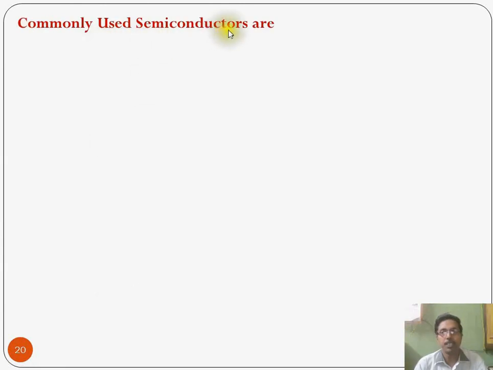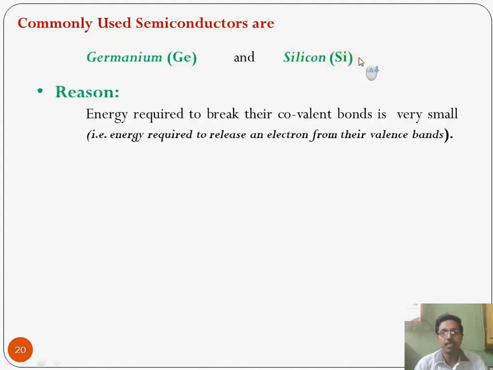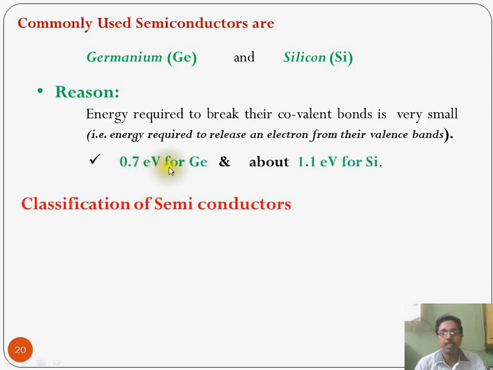Commonly used semiconductors are germanium and silicon. The reason is that the energy required to break the covalent bonds of both germanium and silicon is very small, because to release electrons from the valence band we need only a very small energy. For example, 0.7 electron volt is the energy required in the case of germanium, and 1.1 electron volt in the case of silicon.